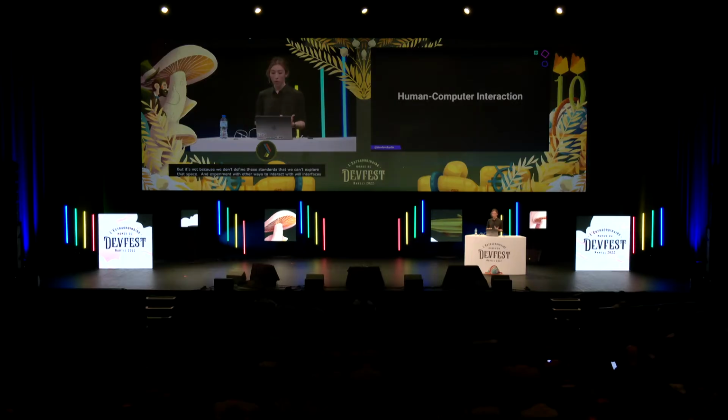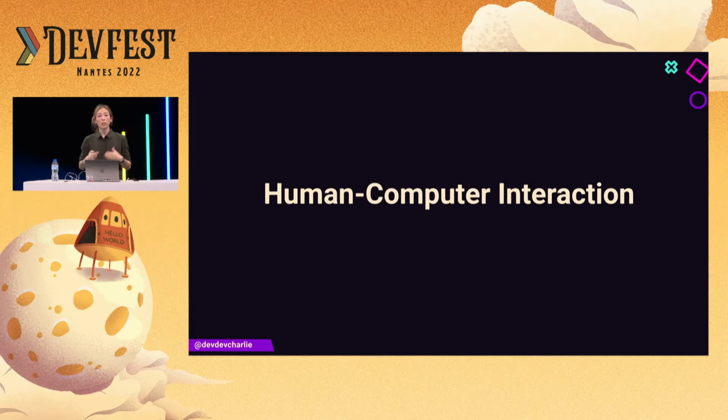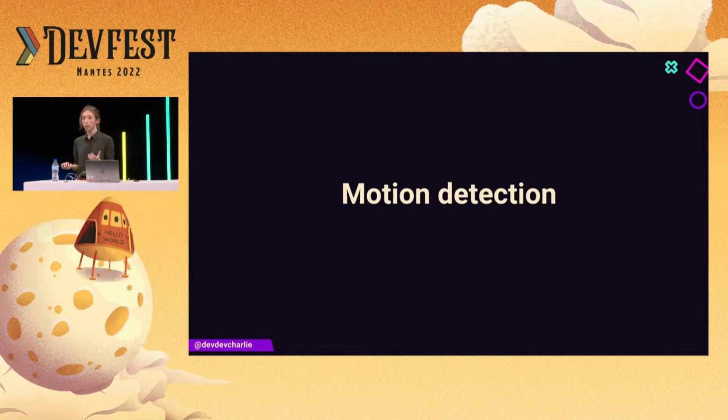But it's not because we don't define these standards that we can't explore that space and experiment with other ways to interact with interfaces and explore different interactions. So if you spend some time thinking and imagining that the mouse and the keyboard don't exist, how would you want to interact with interfaces? How would you want to browse data? And an example of potentially innovative interactions is with motion detection.